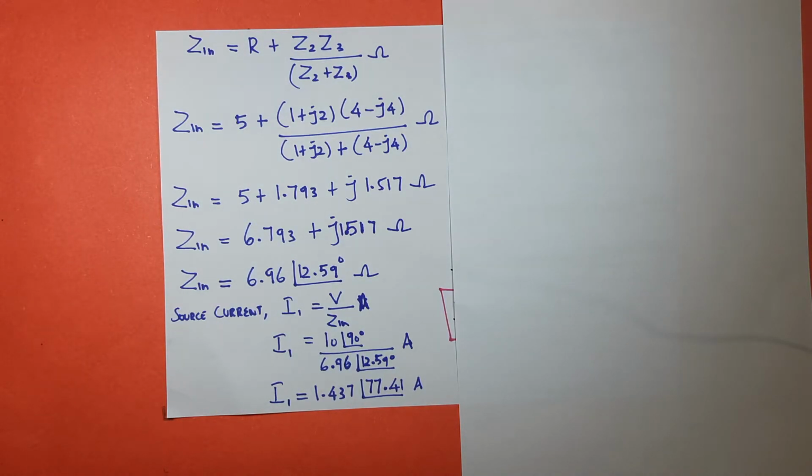So we got Zin equal to 5 plus 1.793 plus J into 1.517 ohm, right? So Zin equal to, just combine these two things, 6.793 plus J 1.517.